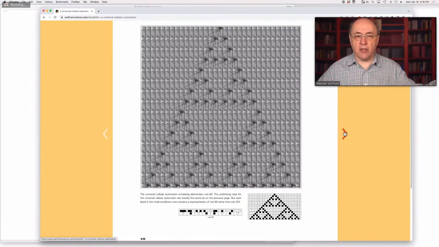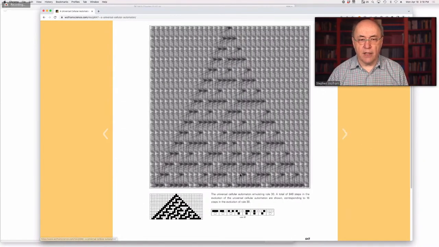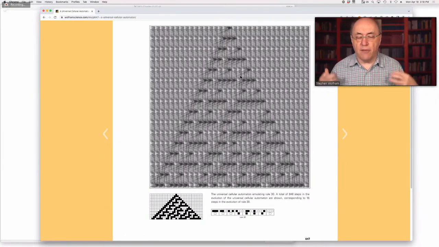Same underlying cellular automaton. So same hardware, but now the initial conditions have been changed. And now what we read out of the behavior is not rule 254, but rule 90. Keep going. We can do the same thing, same underlying rules, same underlying cellular automaton, but now we've changed the initial conditions and now we're reading out rule 30. So this is a very visual example of this phenomenon of computation universality.